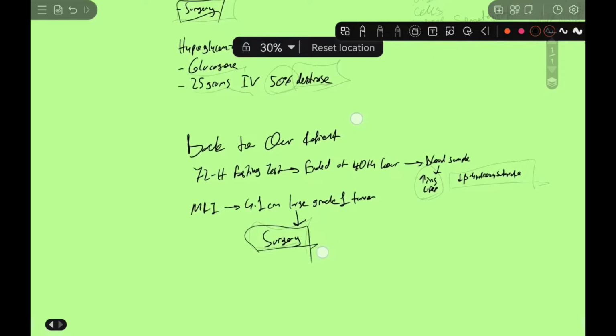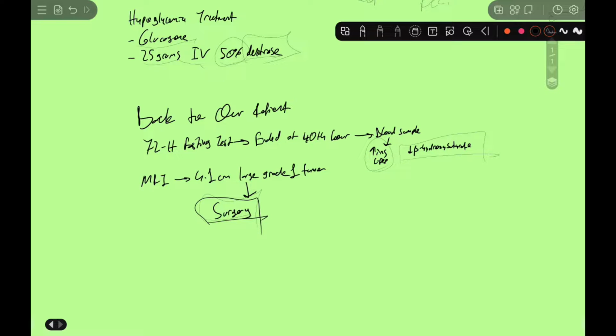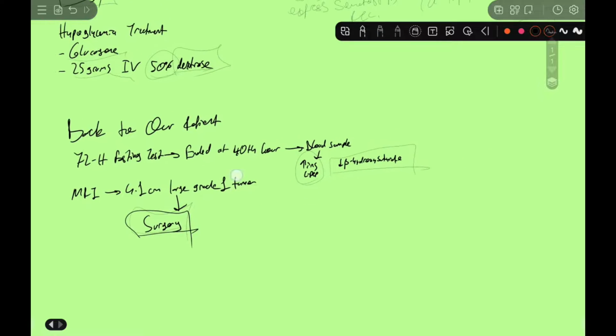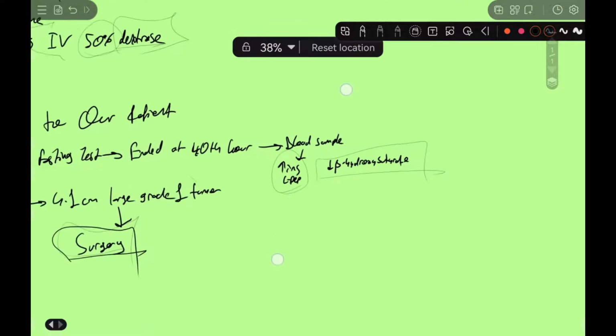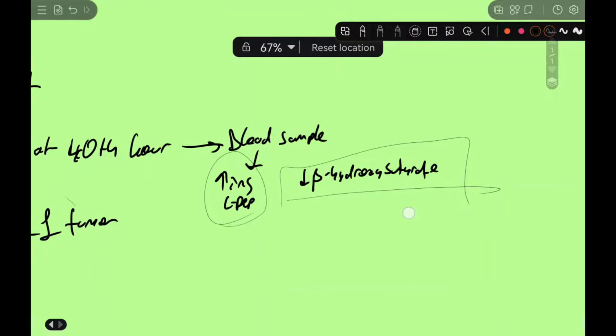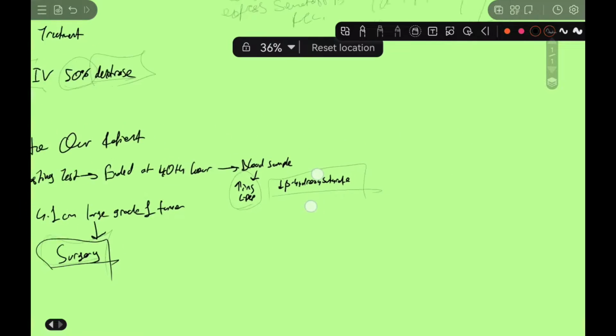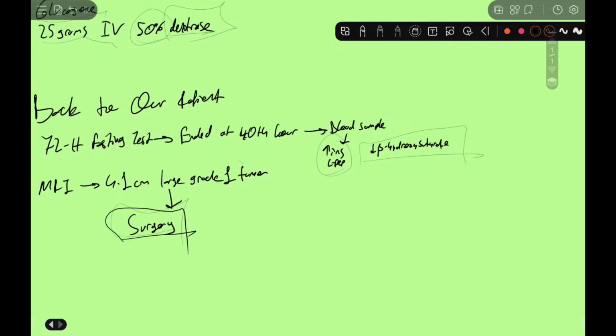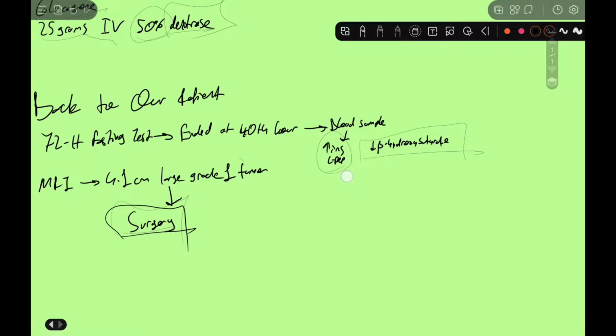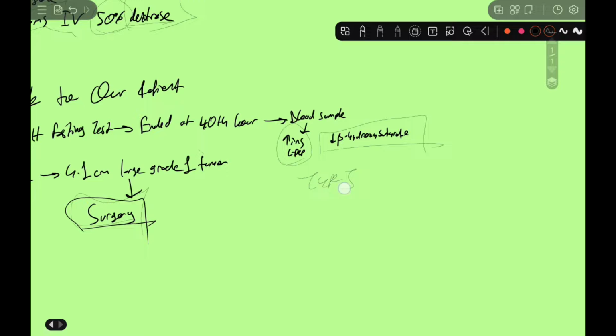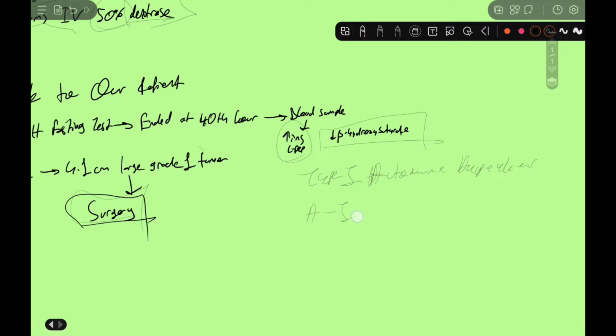So let's go back to our patient. We had a 72-hour fasting test for our patient, and she ended the test at the 40th hour. We took a blood sample, and we found that insulin and C-peptide were increased, and beta-hydroxybutyrate was decreased. So we thought this patient had an insulinoma. We also need to check for type 1 autoimmune hypoglycemia. We also check for autoantibodies against islet cells or against insulin.